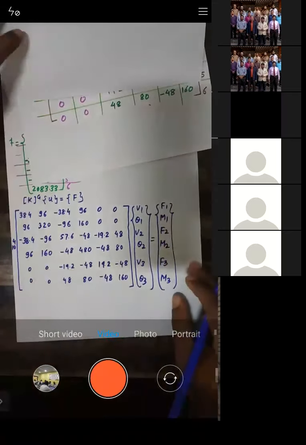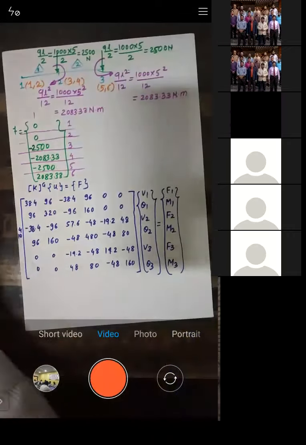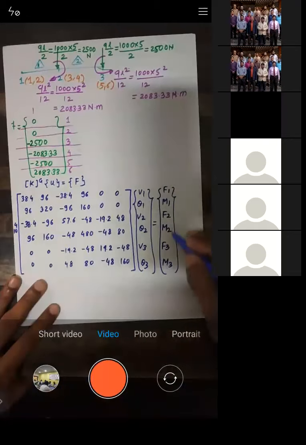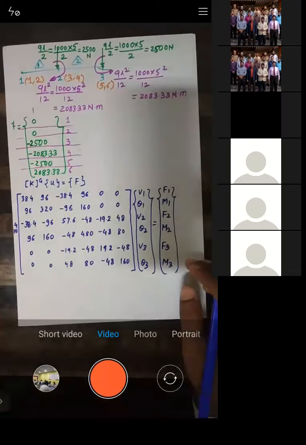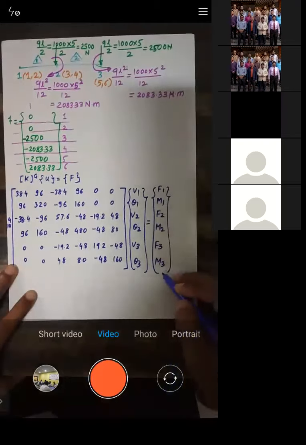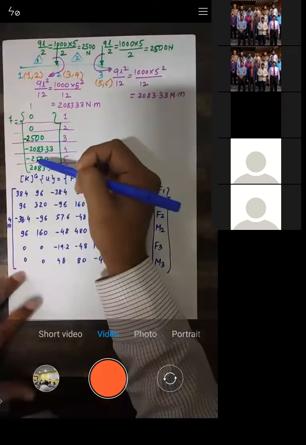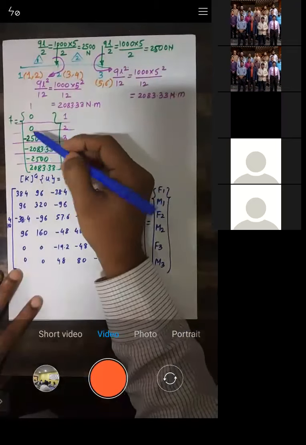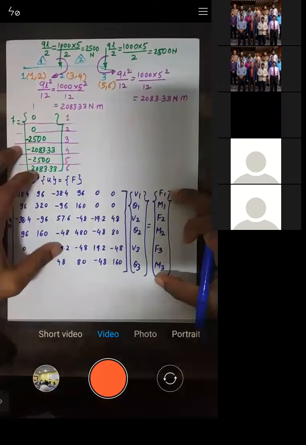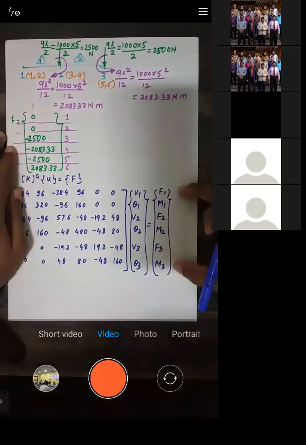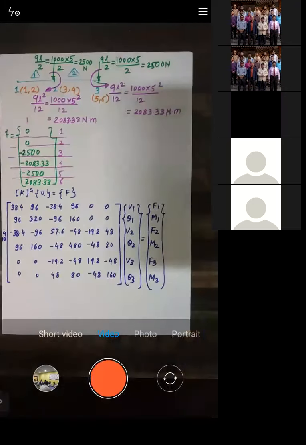Now we are interested to solve this equation. But see, these are the point loads. In addition to these point loads, we also have the uniformly distributed loads, which we have converted into point loads. So this is the force column matrix, and I also need to combine this with it. So I'll write those things here.